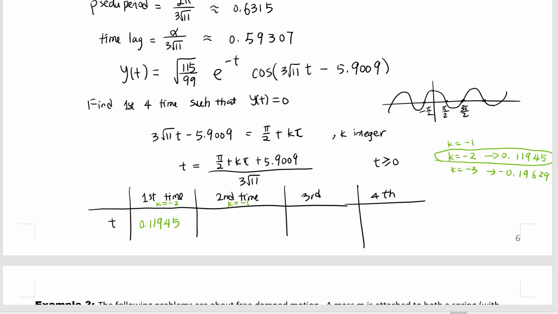The second time corresponds to k equals negative 1. So let's plug in negative 1. Then we have 0.43519. The third time corresponds to k equals 0, and the fourth to k equals 1. So when k equals 0, then we have, let me see.